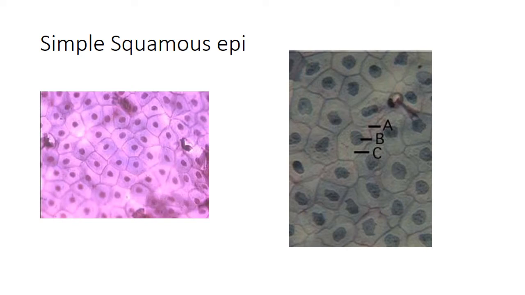So simple squamous epithelium. Remember, it looks like floor tiles. So as you look at this, let me get my little laser pointer going on here. There we go. All right, and you got the nucleus and cytoplasm and cell wall. So they look like floor tiles. Simple squamous epithelium.